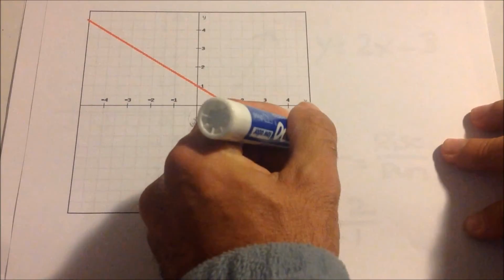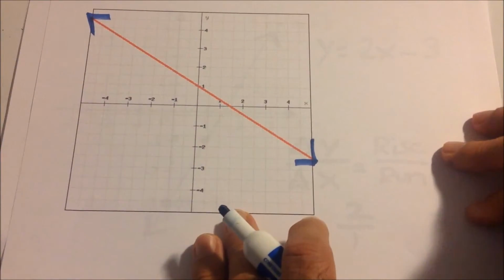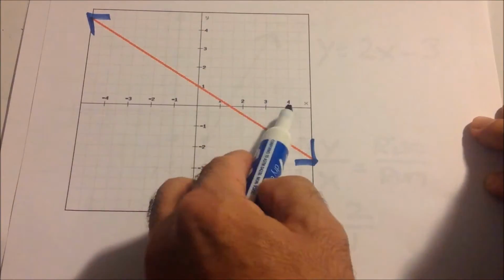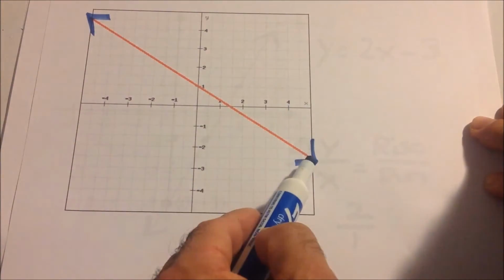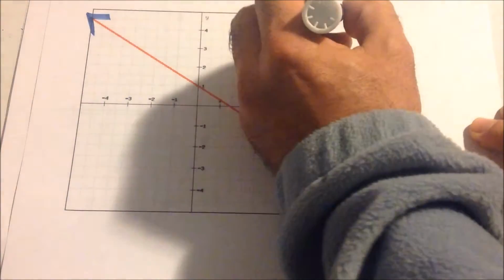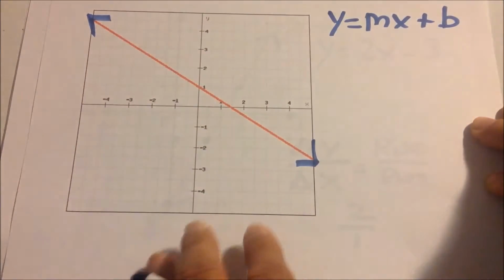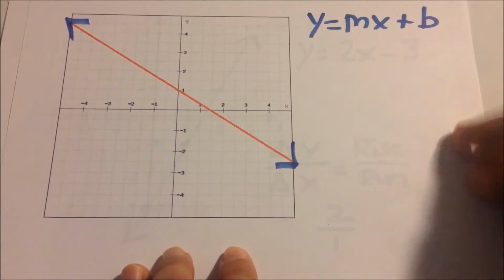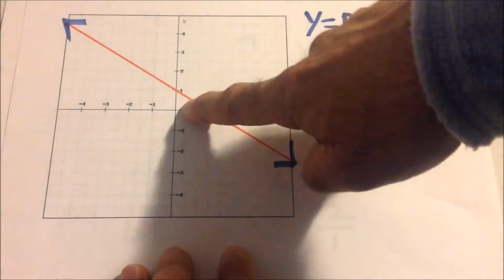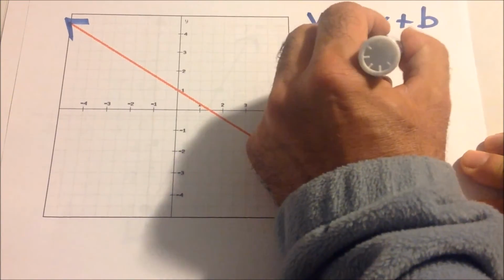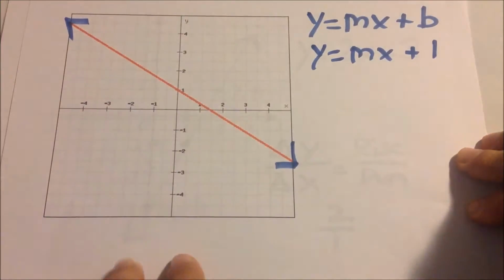Remember, when you make lines, don't forget those arrows. We know that this is negative y. Going left to right, it's going down. Okay? So here's our general way of writing it again: y equals mx plus b. We know that m is the slope. We already know b. There it is. It's crossing at 1. So this will be y equals mx plus 1.